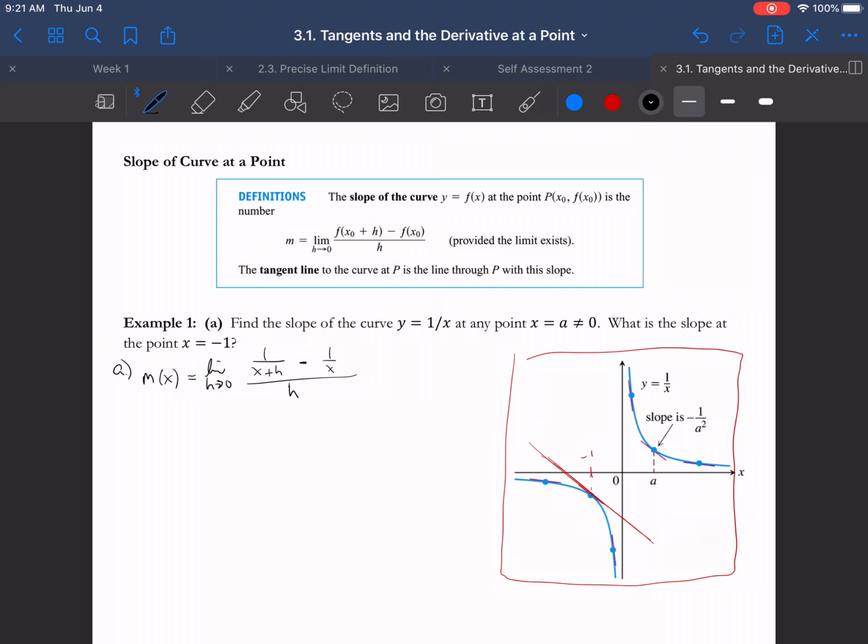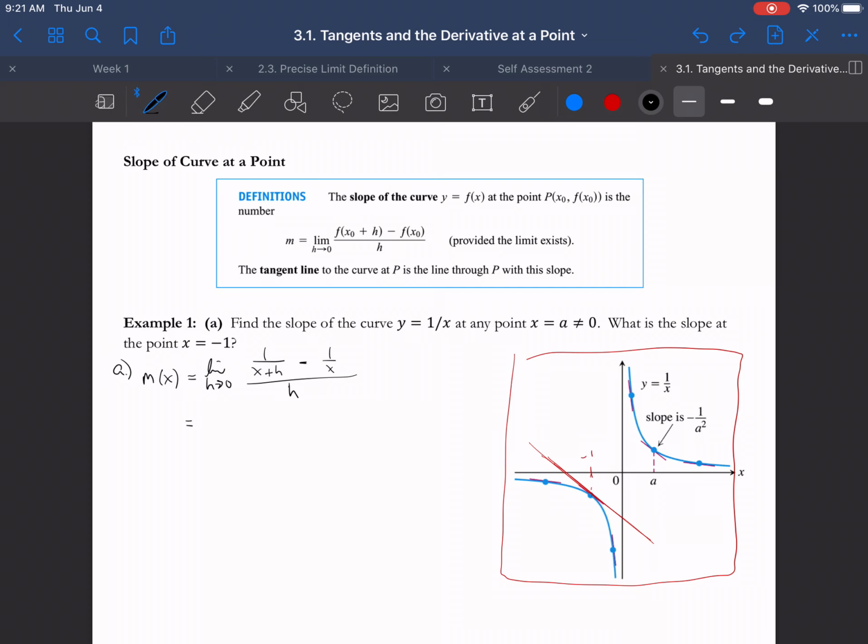Now we just need to start doing a little bit of algebra. Ultimately our goal for taking limits is typically to get it where we can plug in whatever we're approaching without getting some sort of bad result like dividing by 0. If we try to plug in h right now, we'll end up dividing by 0 with that h. So we need to do some algebra first.